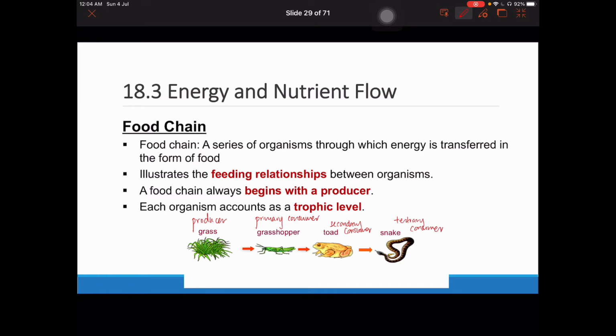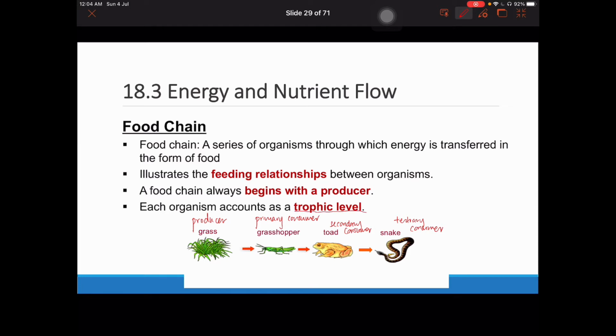Now, can there be more and more different organisms in the food chain? If it happens to have, yes, but later on you'll realize that you will seldom get a food chain that is that long in nature, and we'll talk about this later on. Okay. So what do I mean by trophic level?